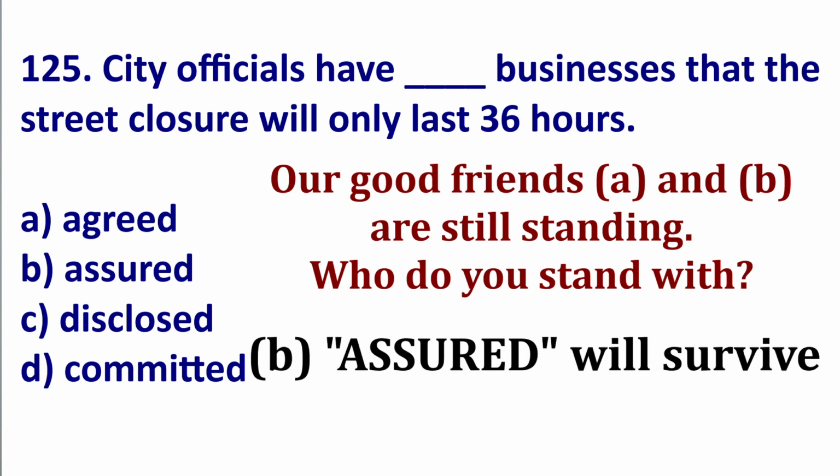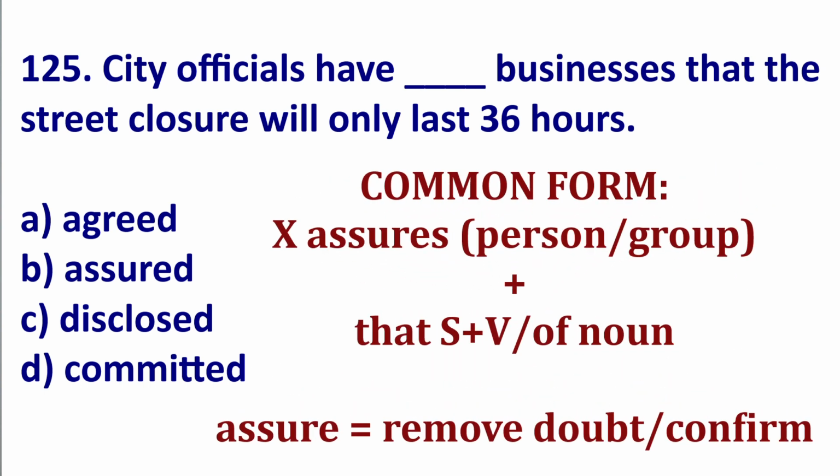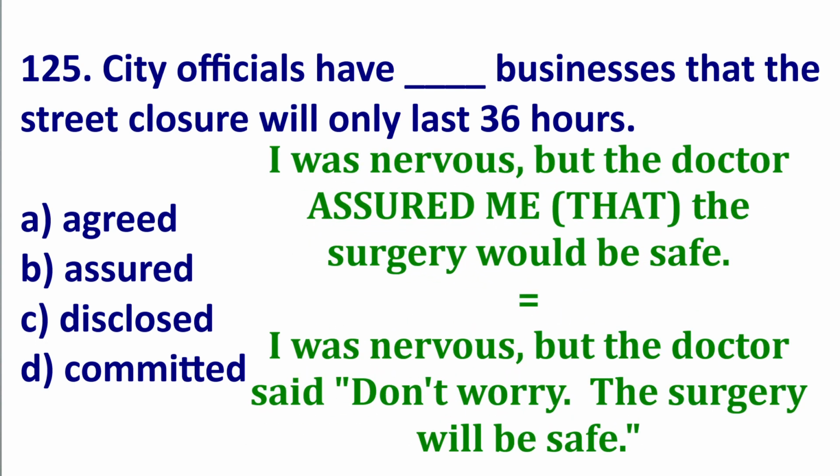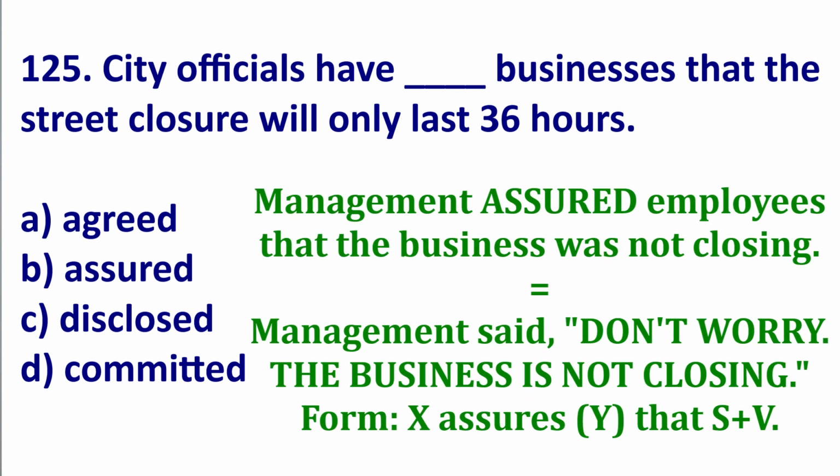Well, the best answer is B. Someone assures person, group, company, that subject verb. Assure means to remove another's doubt, to ensure, to tell them this will happen. We promise. An example, I was nervous, but the doctor assured me, notice, no to. The doctor assured me that the surgery would be safe. Or management assured employees that the business was not closing.